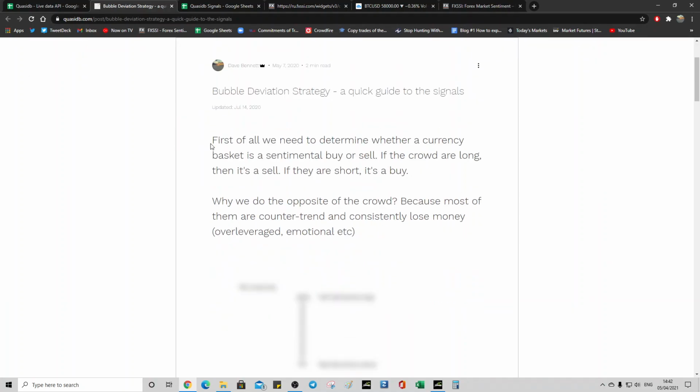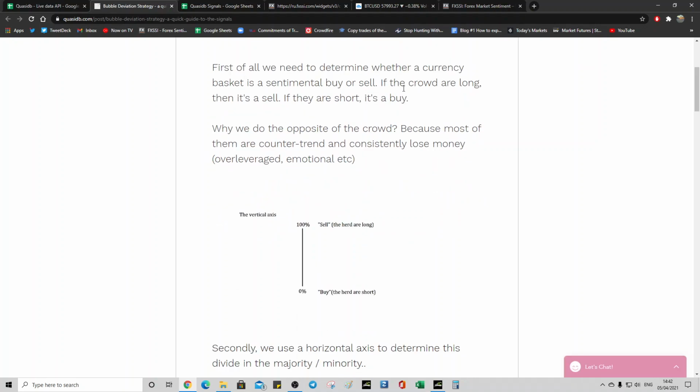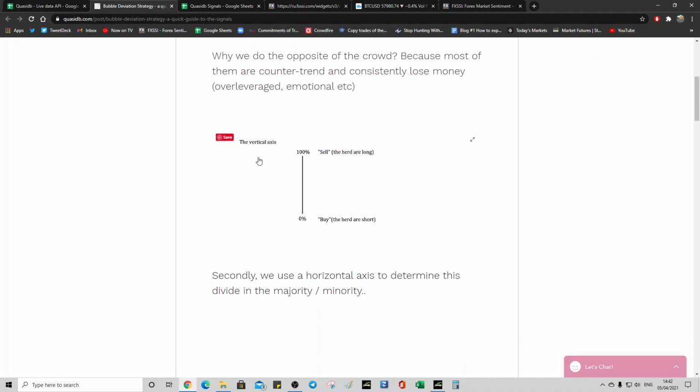I'll read it out. First of all, we need to determine whether a currency basket is a sentimental buy or sell. If the crowd are long, then it's a sell. If they're short, it's a buy. Why do we do the opposite of the crowd? Because most of them are counter trend and consistently lose money. They're over leveraged, emotional, a myriad of reasons why they lose money. So if you look at the bubbles, anything up here is a sell, anything down there is a buy.